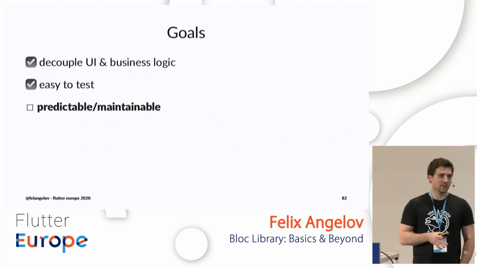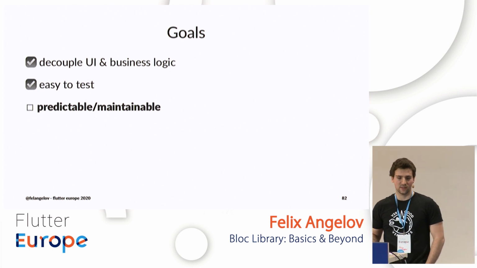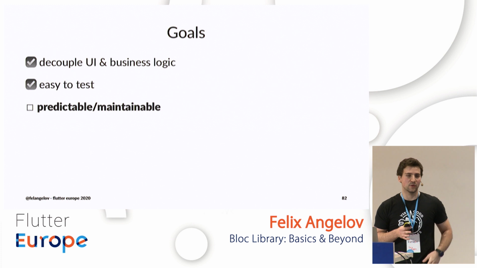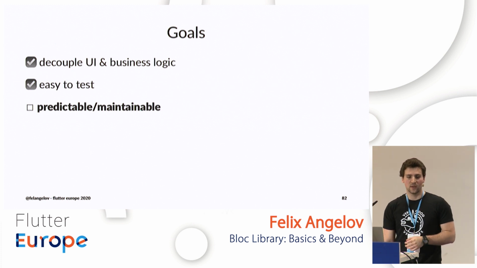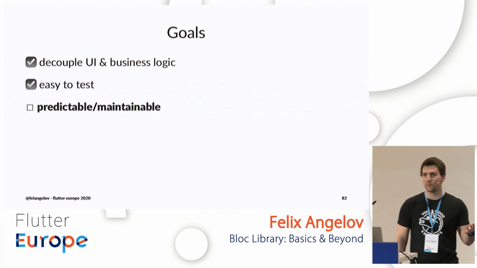So we've circled back to the UI, we've taken a look at the Flutter Block library really quickly, and now we can address the final point, which is how can we use this to be predictable and maintainable. So I'll split it into two parts. First, the predictable aspect.